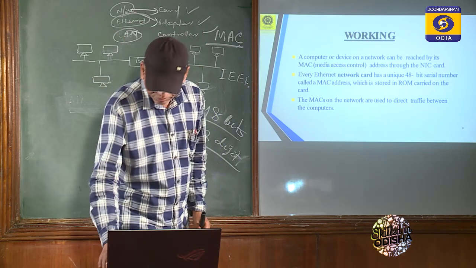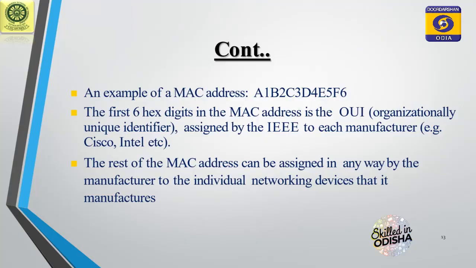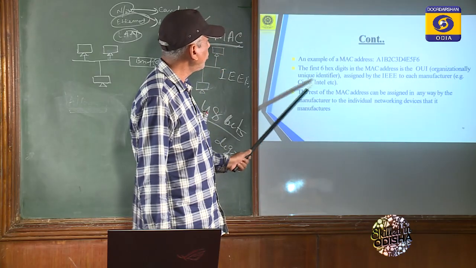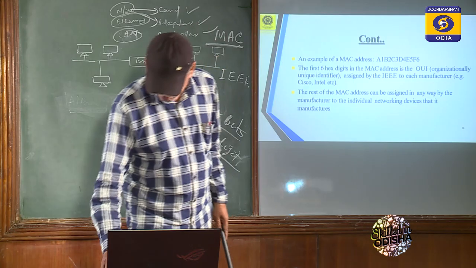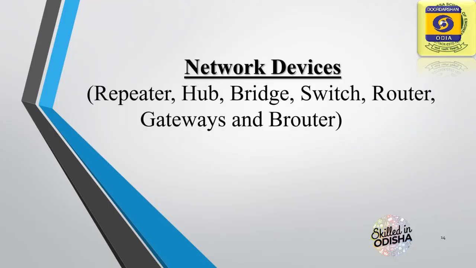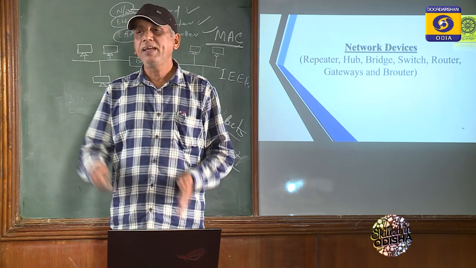Then the first 6 digits of the MAC address are assigned by the IEEE to each manufacturer, like Cisco, Intel. The rest of the MAC address can be assigned in any way by the manufacturer to the individual networking device. Now that is over, and this NIC makes an interface between the machine and the network.